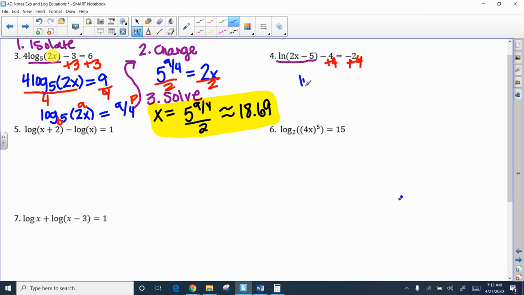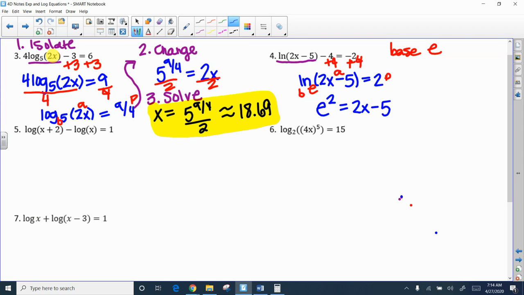So then we would have natural log of 2x minus 5 equals 2. Okay, so that's step 1. Then step 2, we've got to change forms. One thing to remember is that a natural log is a base of e. So on this one, the base is e. So this is the form log base b of a equals p. So when we change forms, it's going to be e to the second power equals 2x minus 5.